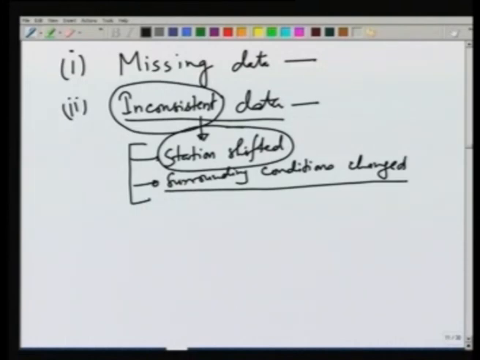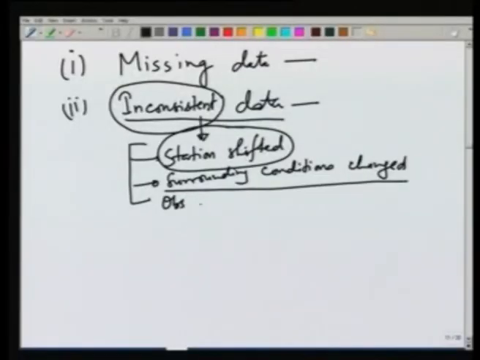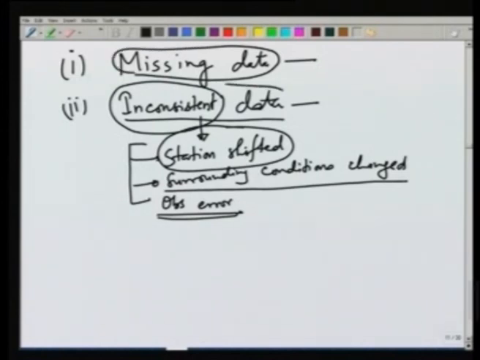For example, after plotting the data, we may notice that before a certain time the data is not consistent. It may be because of some observation error, so human error also we can add, but it is not very likely. So, if we have missing data or inconsistent data, we first need to fill in the gaps.